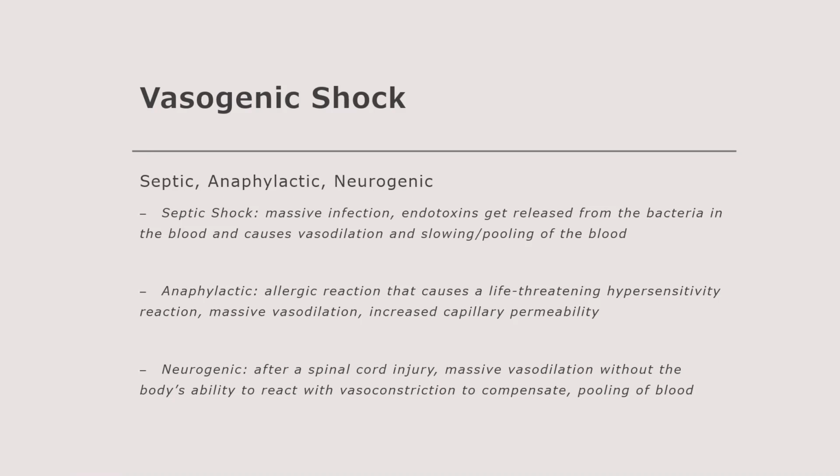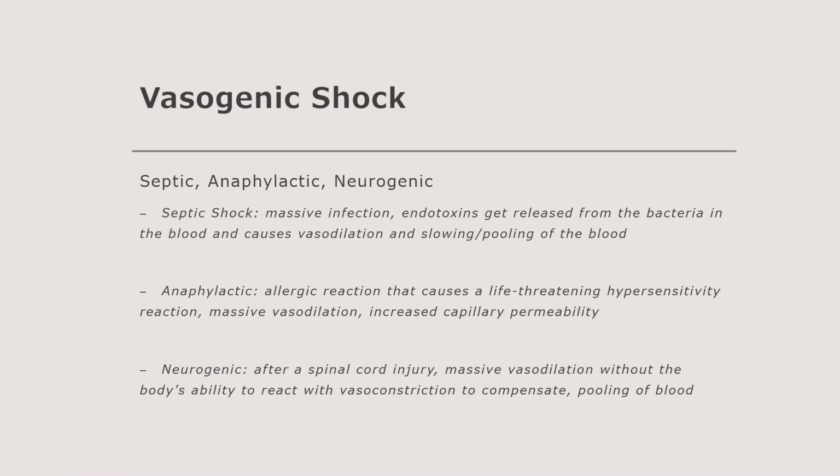The last kind of vasogenic shock is neurogenic shock. This is typically after a spinal cord injury. What happens is there is a massive or severe vasodilation. However, because the spinal cord is damaged, the body does not have the ability to react. So normal spinal reflexes would react to a vasodilation and cause vasoconstriction. But because of the spinal cord injury, that body does not have the ability to do that reactive vasoconstriction.